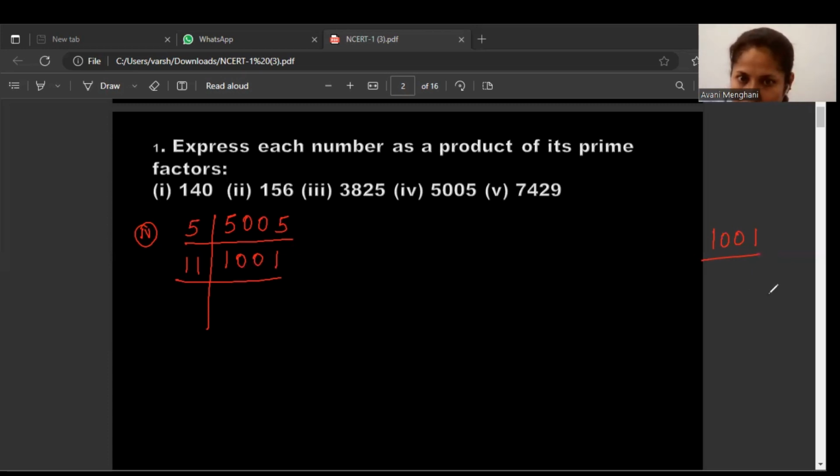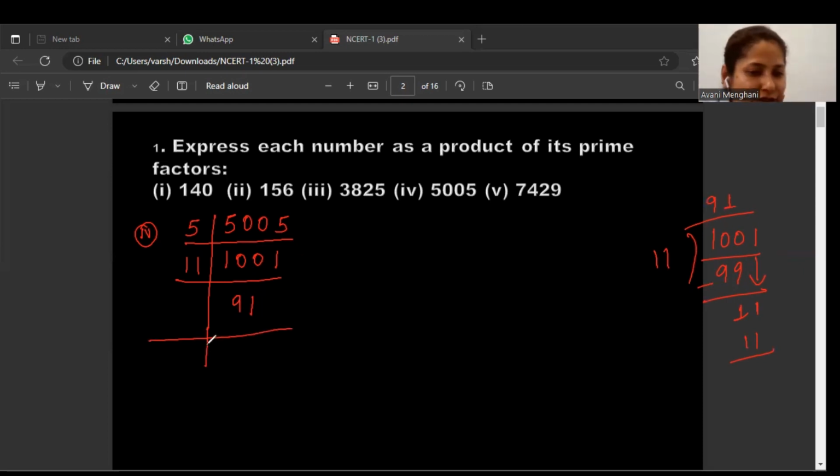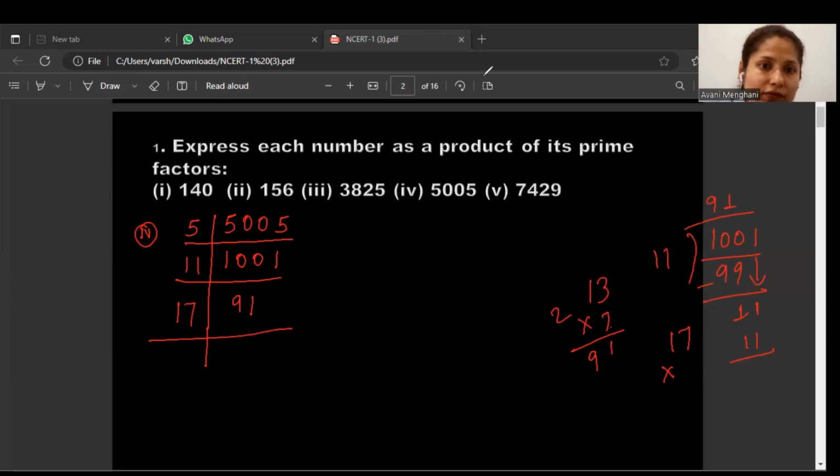100, you can divide like this. 11, 9 times is 99. Subtract, you'll get 1. Bring 1 down. So 11 ones are 11. So 91. So we'll write here 91. Now 91. For this, you should know the tables. 17 will divide 91. Let's see. 17, 91 we want. No. Sorry, 13 will divide. 3 sevens are 21 and 7 ones are, yeah, okay. 13 will divide, not 17.